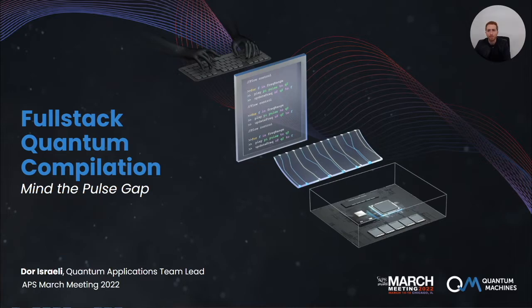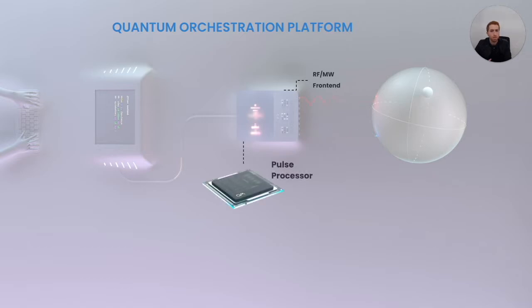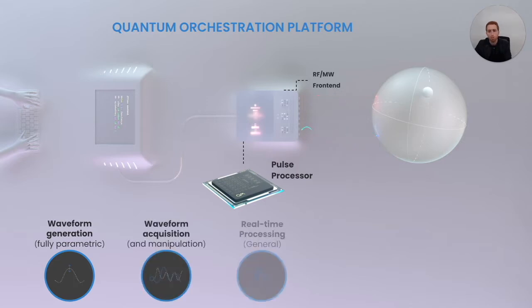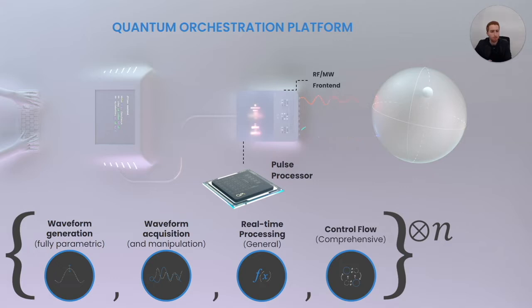So let's begin. Okay, so what do we do at Quantum Machines? We have the Quantum Orchestration Platform, which is an integrated hardware and software solution. On the one hand, it lets us control the physical systems via pulses, RF and microwave. And on the other hand, using a very sophisticated and advanced dedicated pulse processor, we have very advanced capabilities: waveform generation and acquisition, real-time functions and mathematics, and real-time control flows, conditionals and loops. Everything is enabled, obviously, for all of the qubits or all of the quantum elements.